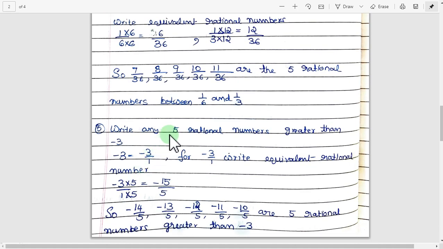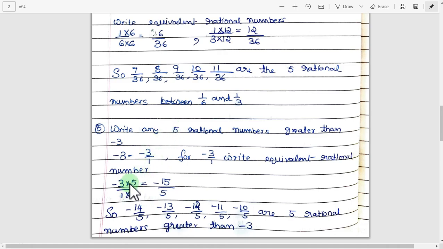Next question. Write any 5 rational numbers greater than minus 3. Greater than minus 3, only one number is given, not between. So first you write minus 3 in the form of a rational number, minus 3 by 1. For minus 3 by 1, write any one equivalent rational number. So I have multiplied by 5. You can multiply by 10 also. You can multiply by 2 also. That is your choice. It is not always 5.